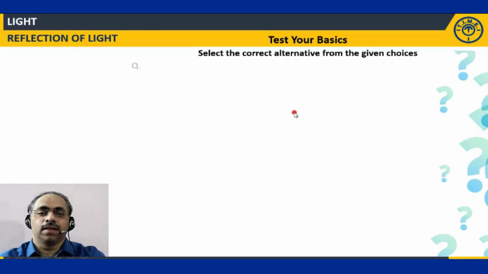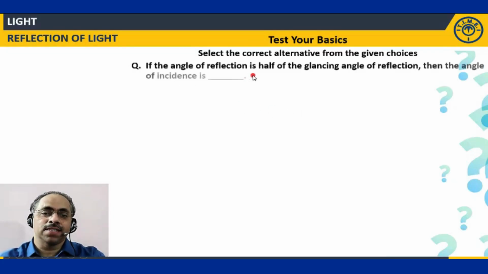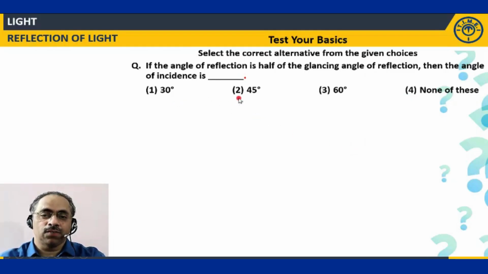Clear? Next one. If the angle of reflection is half the glancing angle of reflection, then the angle of incidence is dash. 30 degrees, 45 degrees, 60 degrees, none of these. What is given? If the angle of reflection is half the glancing angle of reflection. So he is talking about two angles over here. So if I take a mirror like this, I'll take an incident ray and get a reflected ray over here, and I'll draw a normal.